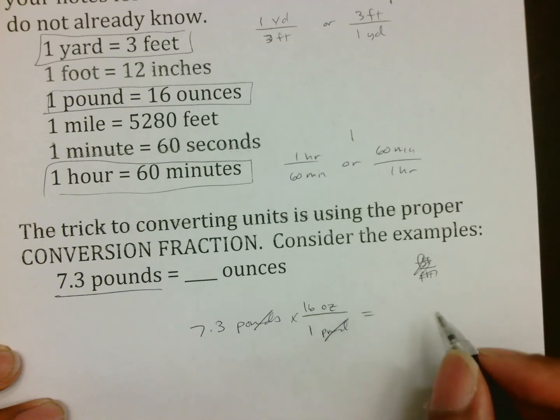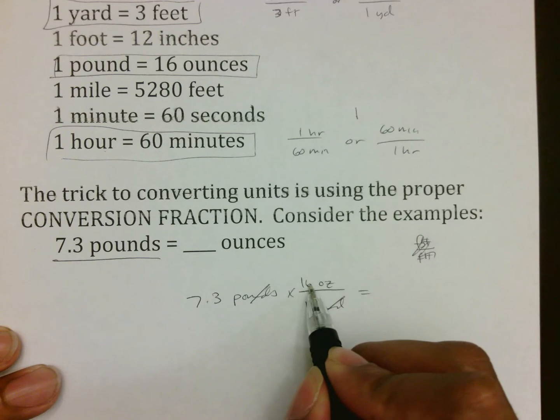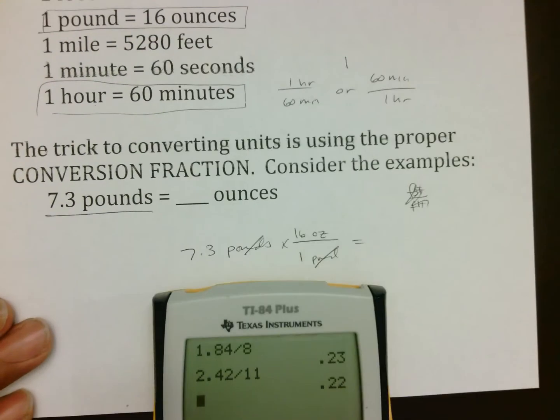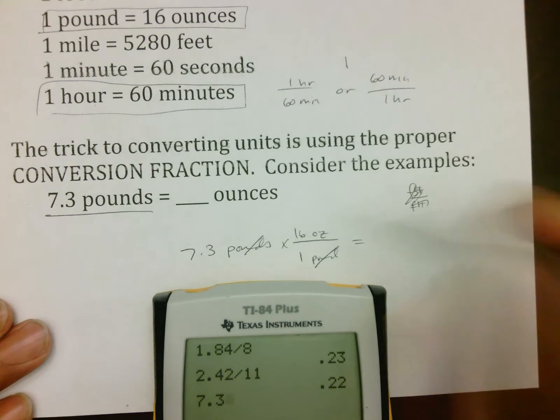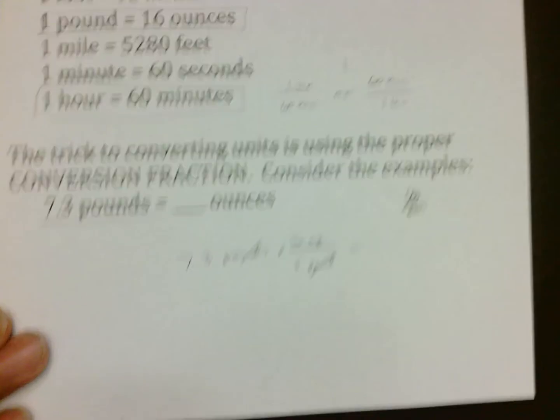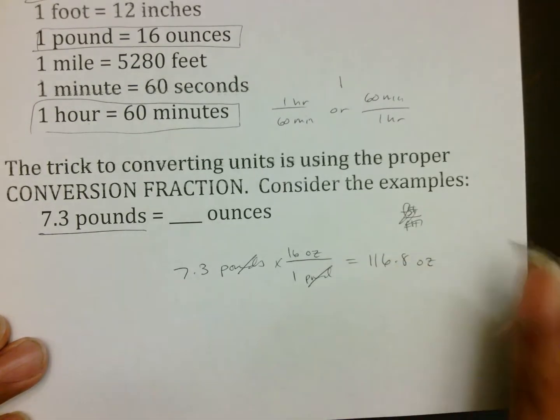The other thing you need to know is, and you might again want to write some of this stuff, you multiply by what's on the top. So we start out in our calculator work with 7.3, and since 16 is on top, we multiply by 16 to get 116.8. And again, it is now in ounces.